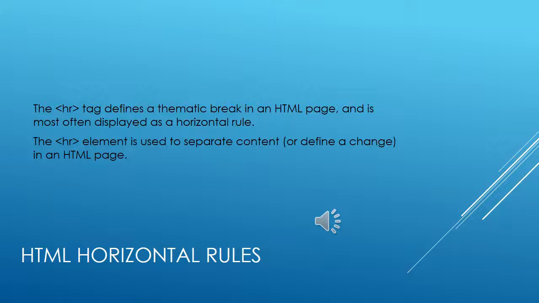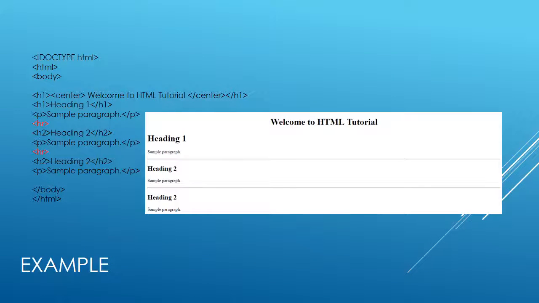The HR tag defines a thematic break in an HTML page, and is most often displayed as a horizontal rule. The HR element is used to separate content, or define a change, in an HTML page. This is an example why headings are important.